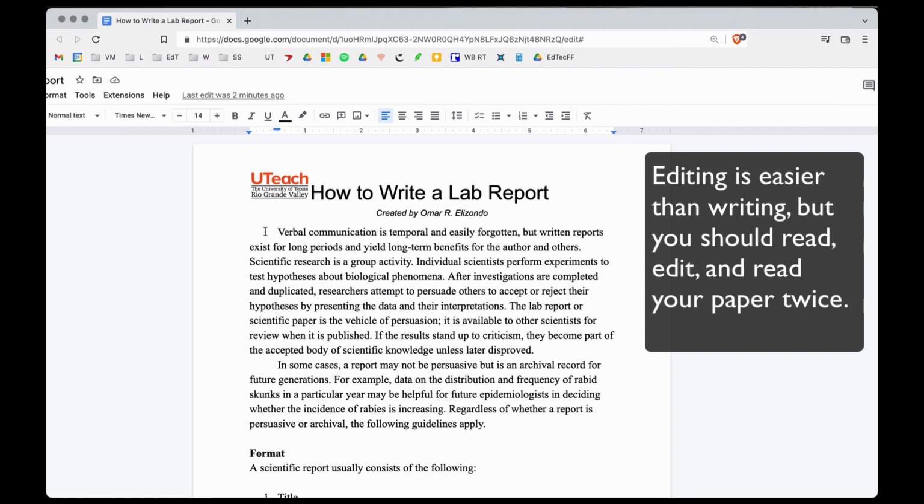As always, you can always send your papers to the Writing Center with UTRGV. They can give you some feedback and some insight into your writing as well.